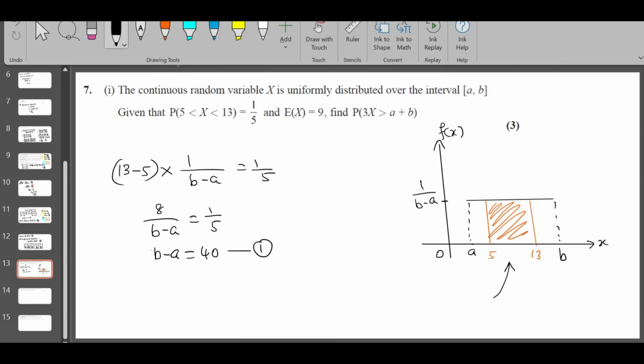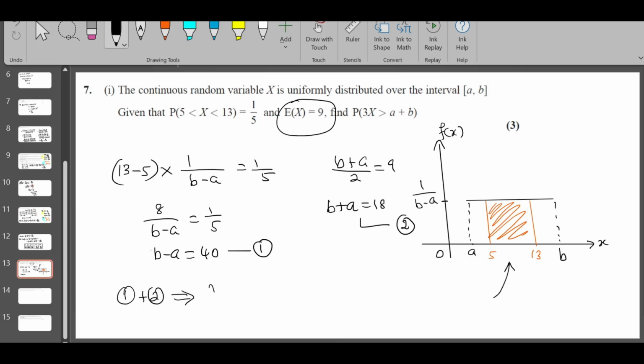That's equation 1. E of x is 9. The formula to find E of x is b plus a over 2 is 9. So b plus a is 18. That's equation 2. So equation 1 plus 2 gives you a will be cancelled. 2b is 58. b is equal to 29. Sub in the value of b into any one of the equations. From equation 2, 29 plus a is 18. So a is minus 11. So a is not here, it should be here because it's a negative number. So we got a and b.